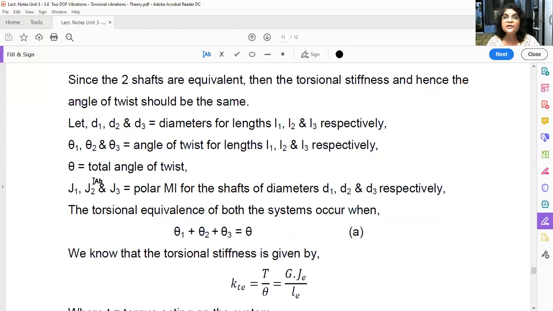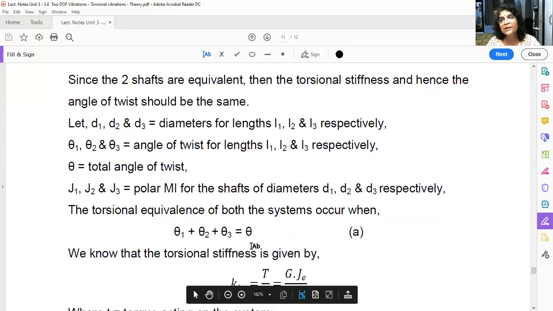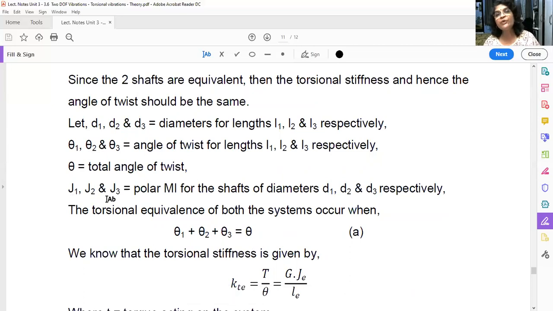And theta is the total angle of twist of the actual system only. We are talking about the actual system. So what is the total angle of twist for this actual system? Theta is equal to theta 1 plus theta 2 plus theta 3. And one more parameter is there, that is J1, J2 and J3. What is J1 or J2 or J3? It is the polar moment of inertia of the shafts of diameters D1, D2 and D3 respectively.